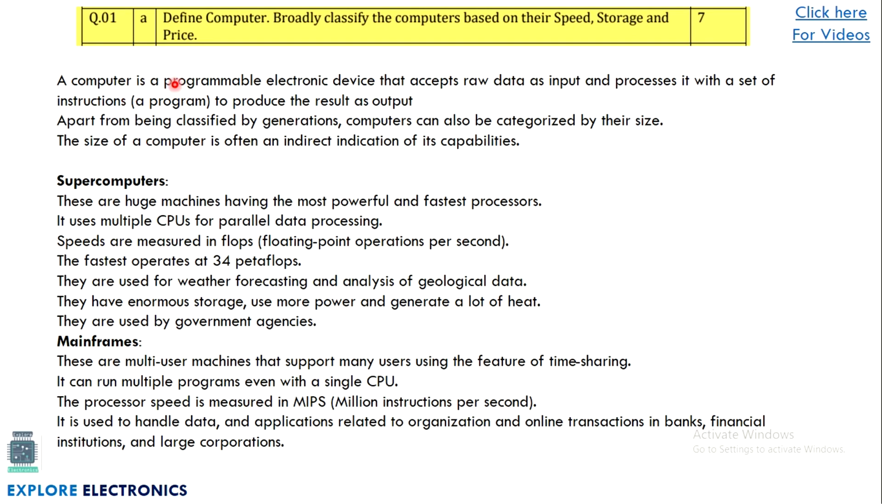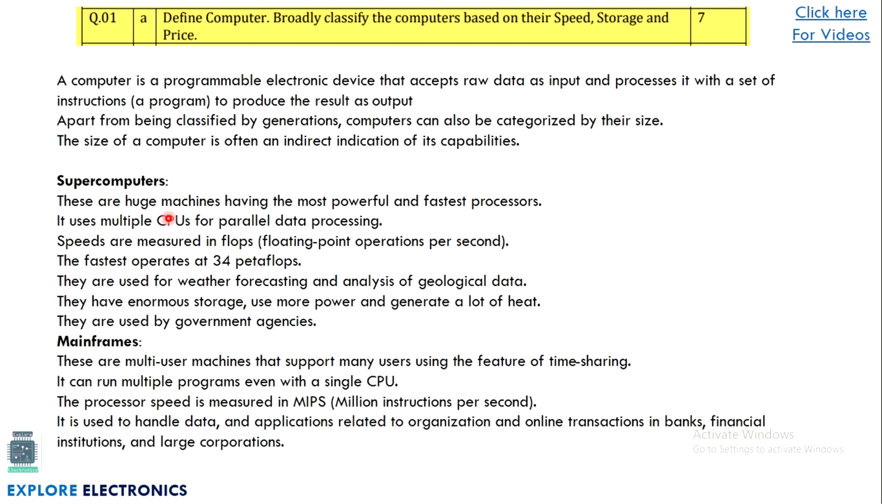Here they're asking to find what is a computer and then broadly classify the computers based on their speed, storage and price. If you remember, in the previous paper we had a question on the different generations of computers. This is also a similar question, but not on specific generations, but on specific types of computers. You can differentiate based on speed, storage and price. First of all you need to define what is a computer, and then come to the different computers that we have and write a few points for each of them.